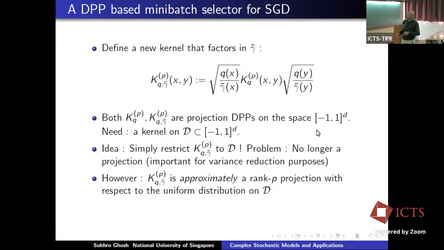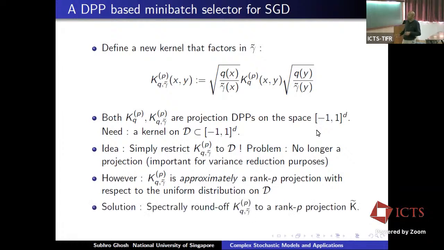So what we do is that, given the data points and gamma tilde, the empirical measure of the given data points D is an approximation to gamma tilde, right? Because there is a lot of data, and gamma tilde is basically close to the population data distribution. So gamma tilde and the empirical measure of the data points are quite close, and using that, we can argue that although K_Q gamma tilde restricted to D is not on the nose a projection, it is still approximately a rank P projection because of the proximity between gamma tilde and the empirical measure of the data points.